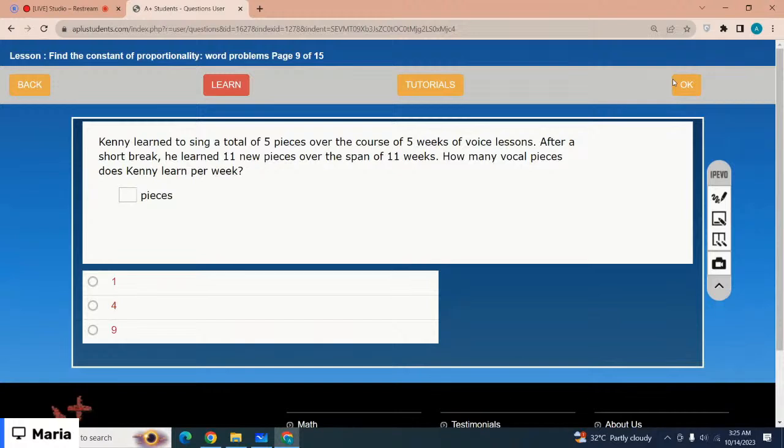Okay, the next one is Kenley learned to sing a total of 5 pieces over the course of 5 weeks of voice lessons. After a short break, he learned 11 new pieces over the span of 11 weeks. How many vocal pieces does Kenley learn per week? Which is the correct option?